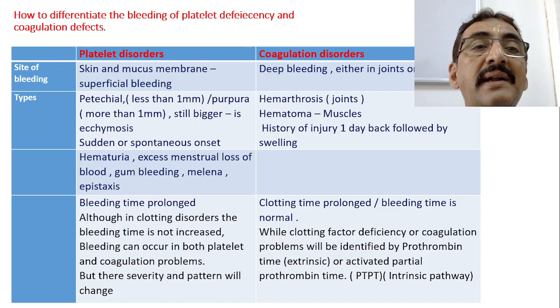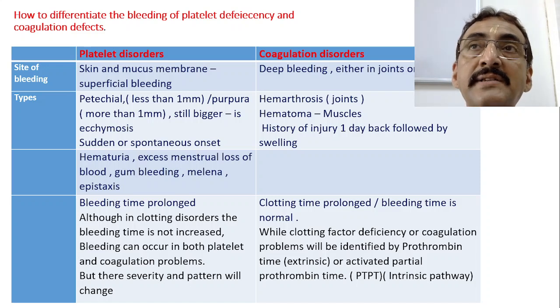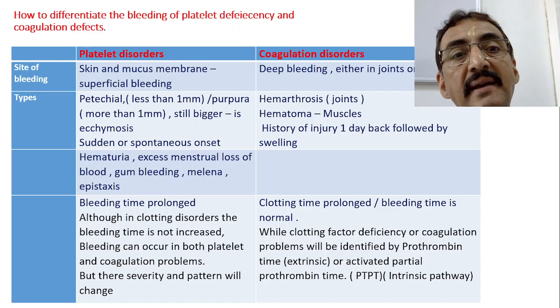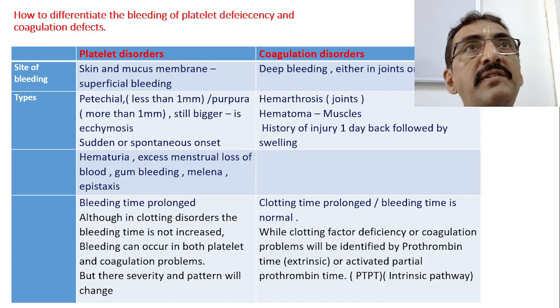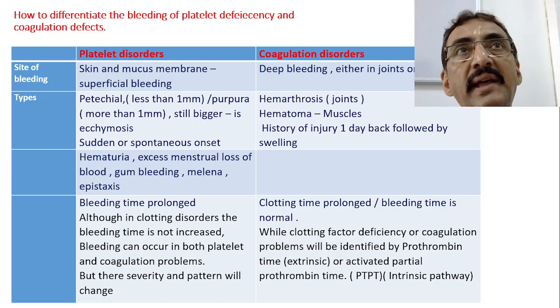Now, what are the types of bleeding in platelet disorders? In platelet disorders, the bleeding points can be classified as petechial patches, purpuric patches, and if it is still bigger, ecchymosis. Petechiae means the size is less than 1 mm. If the size is more than 1 mm, we call it purpura. And if it is still bigger, involving more of the surrounding space, it is called ecchymosis.